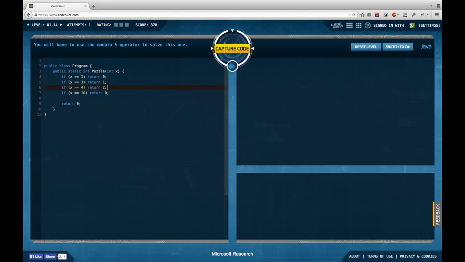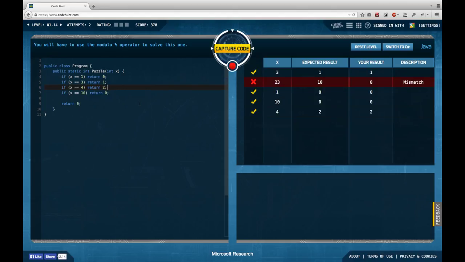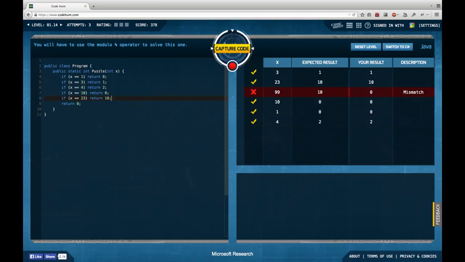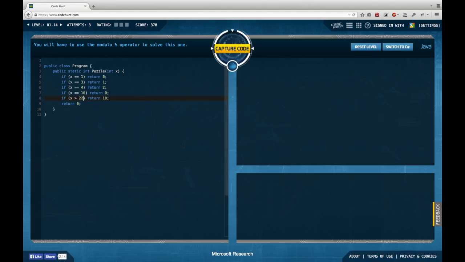Let's see what happens. Okay, new test case: 23 returns 10. Okay, let's do that. If 23, return 10. Neat little thing, get some more tests out. For 99, we also return 10, so it seems like it's not increasing anymore. So maybe we just say, okay, bigger than 22, return 10.